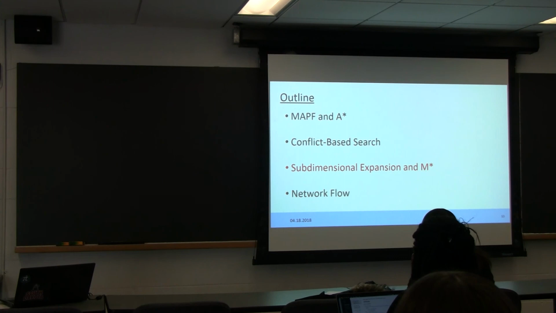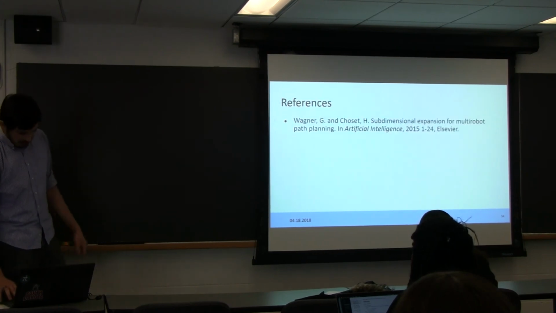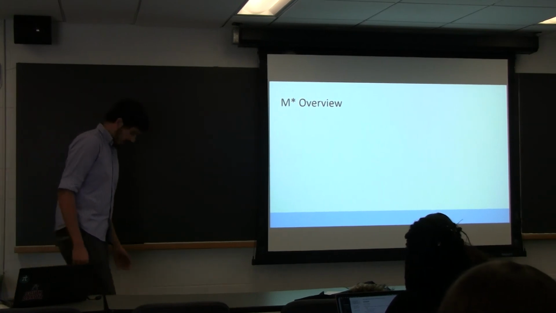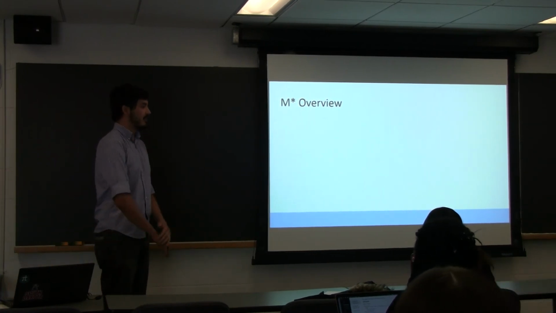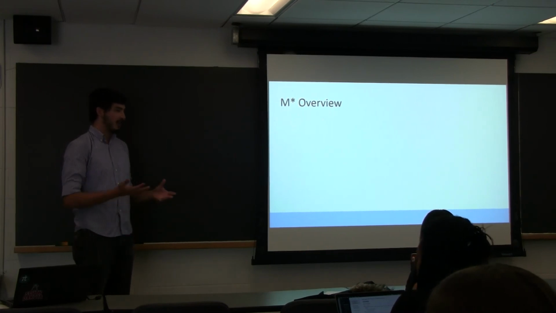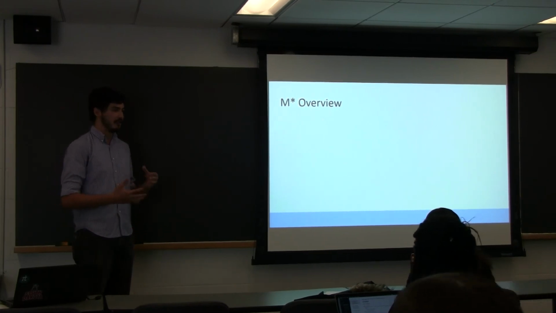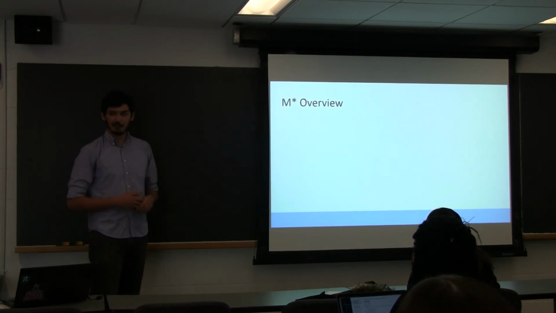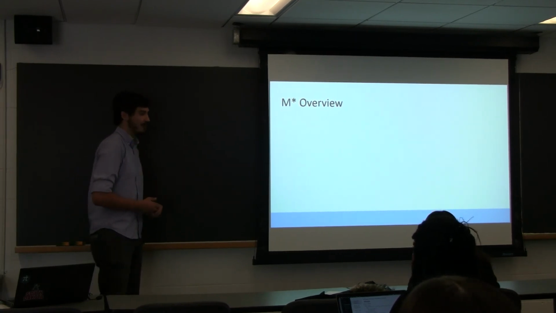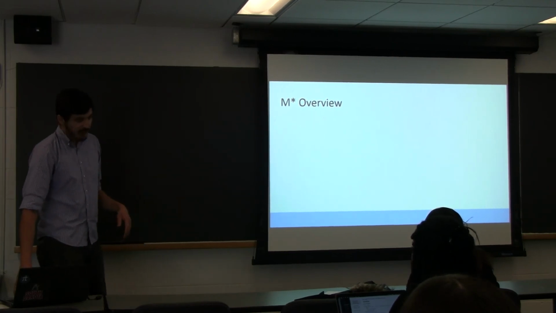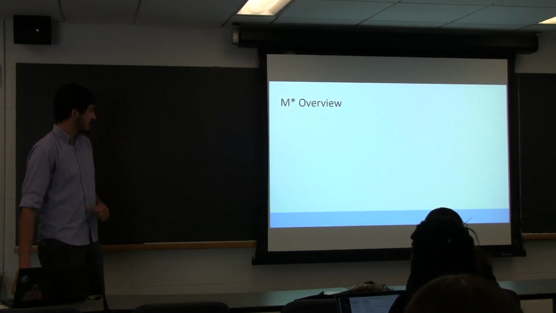Thanks, Mike. Alright, so here's a reference for the paper for subdimensional expansion in MStar. Once CBS, or conflict-based search, came out, people started to think of ways to improve it. They felt that it expanded unnecessarily in some cases, that there were a lot of issues with it. So that's where the concept of MStar, or multi-agent star, comes in, and subdimensional expansion. The idea is that you only expand when you absolutely have to, when there's a conflict.